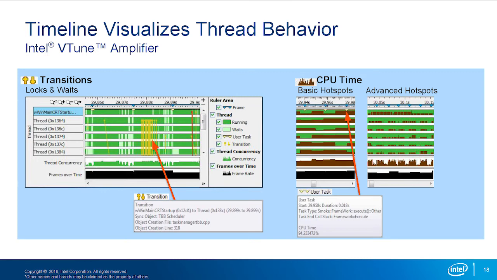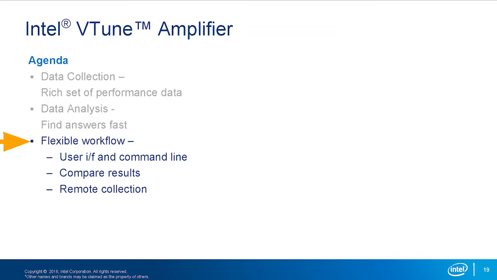And every time that a lock is released and there's a context switch, because of that, it identifies it here. So if we see an excessive number of transitions, that indicates there may be an opportunity to improve parallelization of the algorithm. And now I'd like to go into some of the workflow that VTune enables.